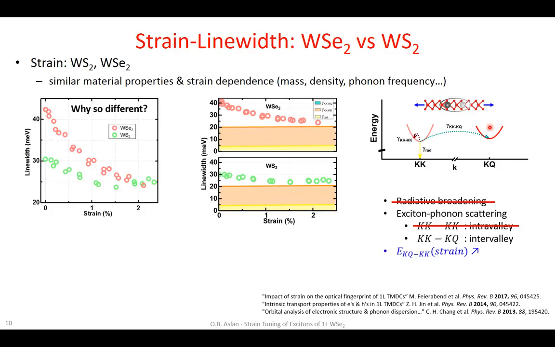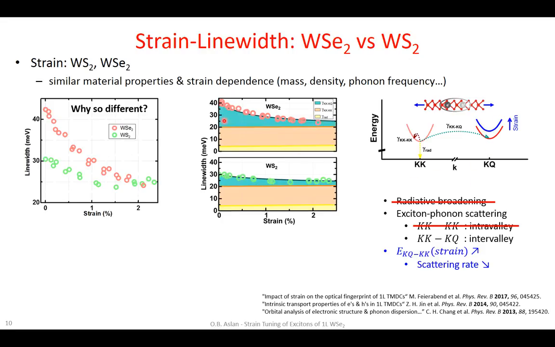Therefore, we next look at the intervalley exciton-phonon scattering, going from the direct transition to the indirect transition. Apparently, the theory predicts that as we increase the strain, the energy difference between the direct transition and the indirect transition increases. Once again, the theory predicts that as we apply strain, the energy difference between the direct gap and the indirect gap increases. Therefore, the scattering rate from the direct transition to the indirect transition will decrease, because we will need higher energy phonons, and we are less likely to find them as this energy difference increases.